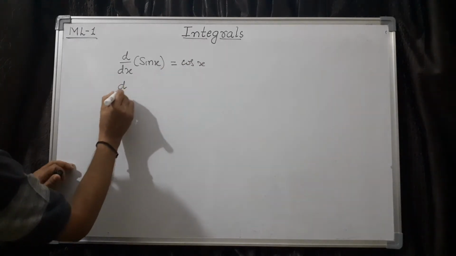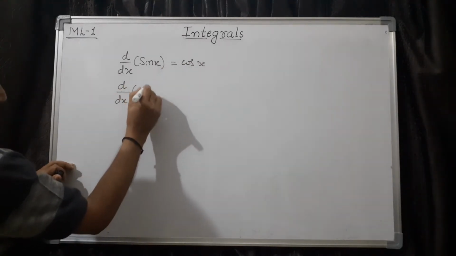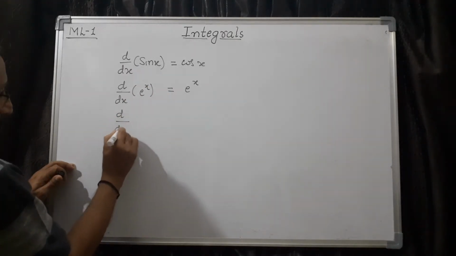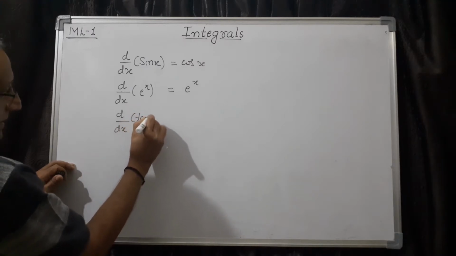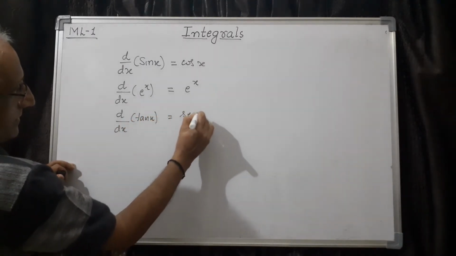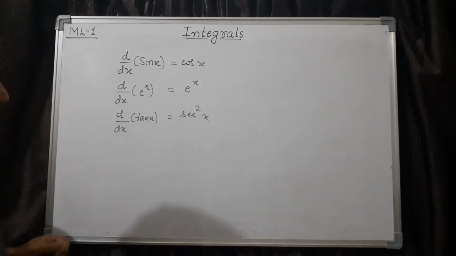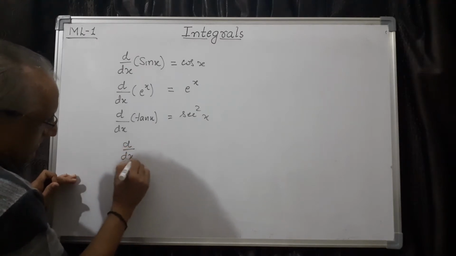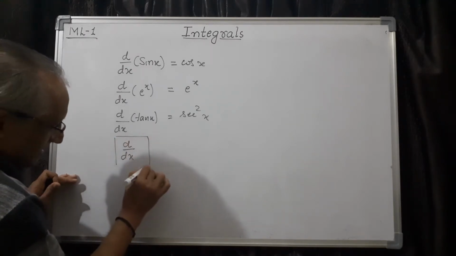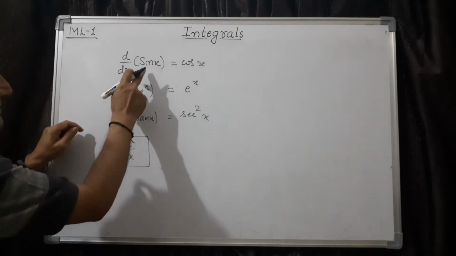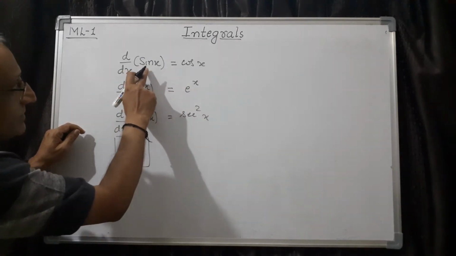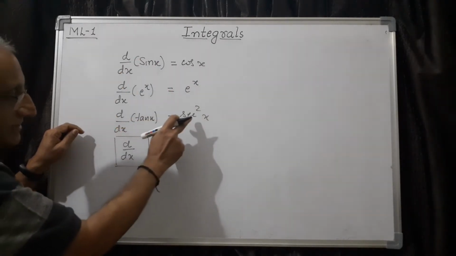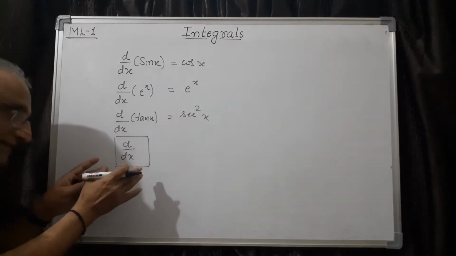Then similarly, d by dx of, let us take e^x, this is e^x, and d by dx of, let us say, tan x, this is secant square x. I am taking three examples. Now what we can think is, this d by dx is an operator, something like a machine. If you put sin x here, it becomes cos x, or it converts sin x into cos x. It converts e^x into e^x only, and tan x into secant square x. Imagine that it is a machine.